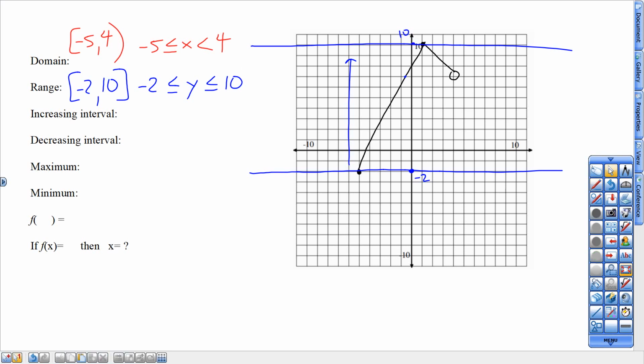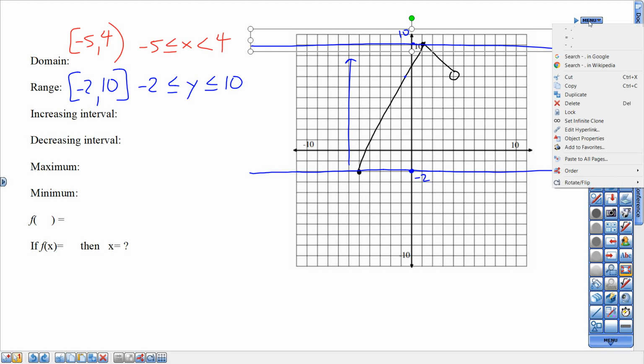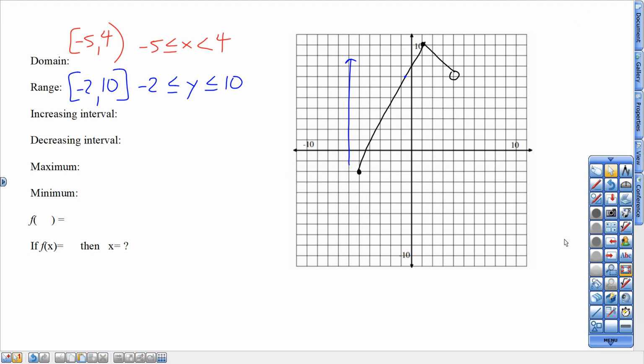Increasing is where this is going up, decreasing is where it's going down. So let me clear this out a little bit. All right, increasing right here. Let's do that in green. It goes from right here, which looks like -5, through this spot right here where it stops going uphill. So from -5 to about 1, where it is going uphill. So square bracket on -5 to 1, square bracket.